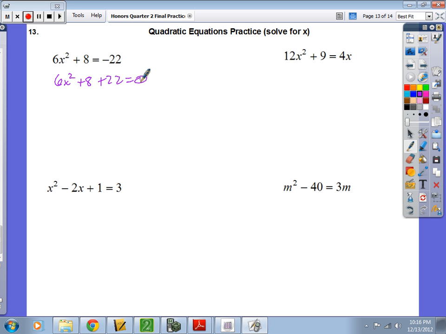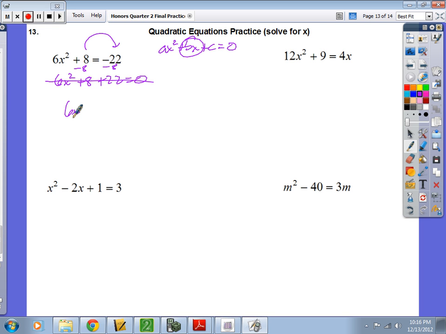Oh, you know what? I noticed there's no x. So when your ax squared plus bx plus c is 0, this guy's missing. If that guy's missing, it's actually going to be a piece of cake. So I'm just going to undo it and solve for x. I'm going to undo the plus 8. I'm going to minus 8, minus 8.